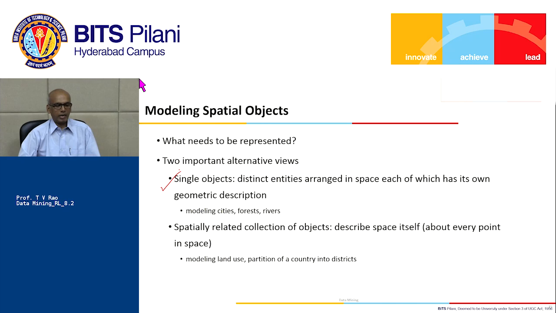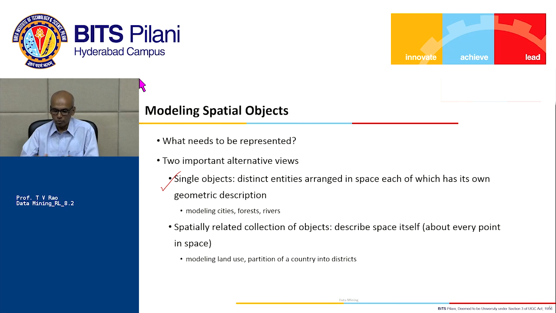So we are modeling a city, we are modeling a forest, or we are modeling a river, etc. Or we may look at it as a collection of objects. So that is going to describe the entire space. So here we are talking about, for example, we have a country which is divided into states, or we have a land use policy.